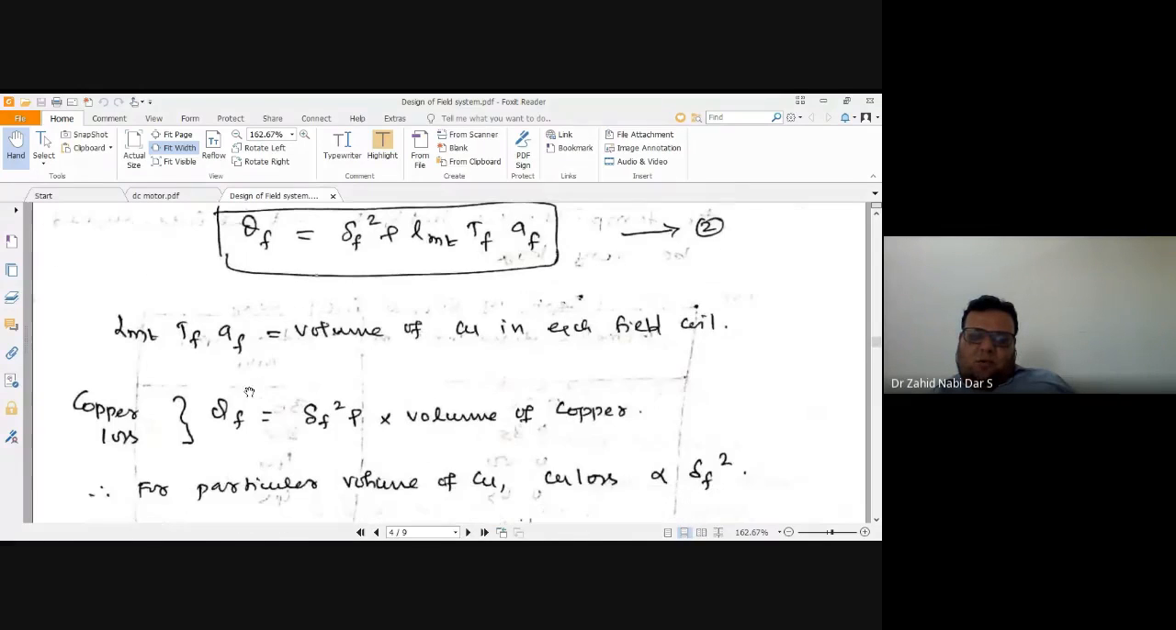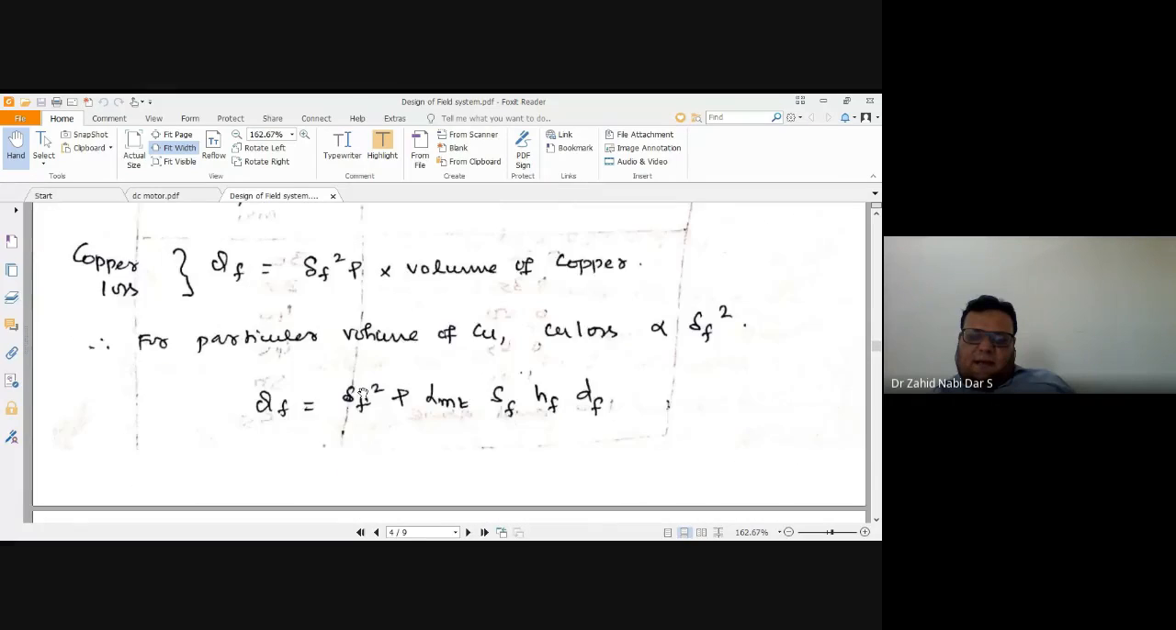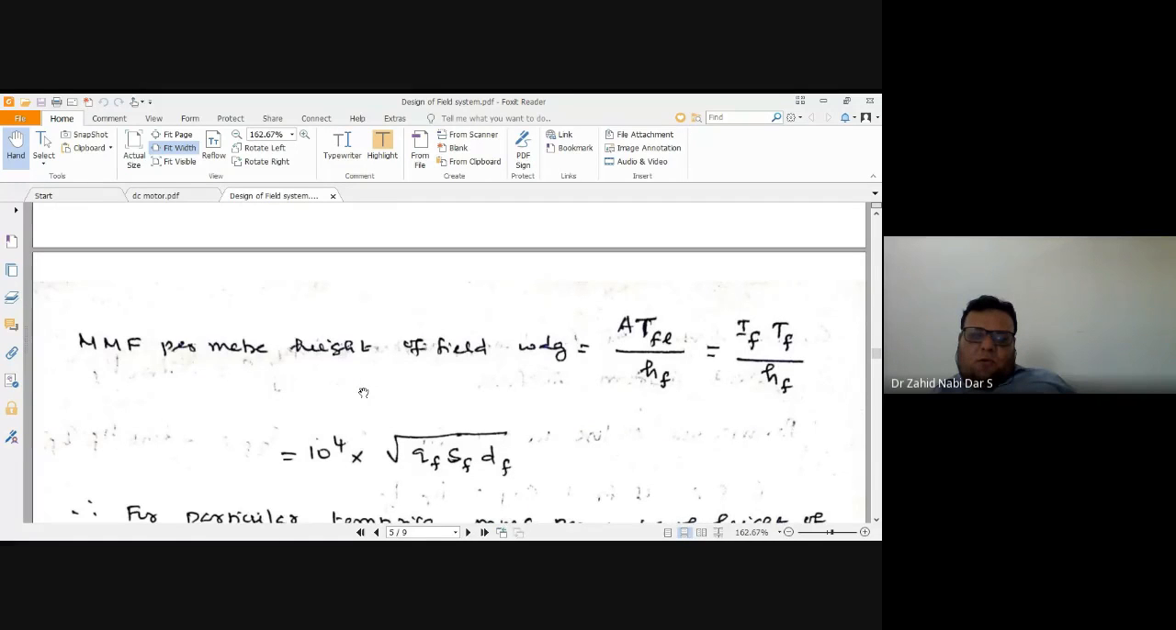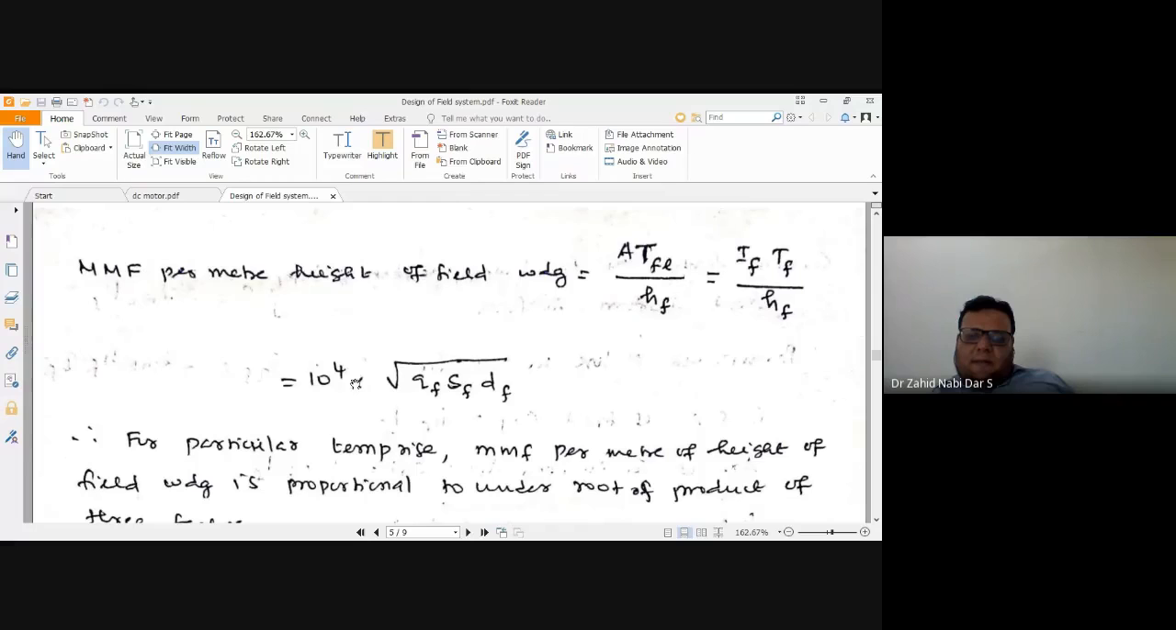Now you see that your copper loss is directly proportional to the square of the current density and the volume of the copper. So now MMF for per meter height of field winding is ampere turns per field winding into HF. So ampere turns is what? Current into number of turns. So IF into TF divided by HF will give you current density. That is equal to 10 power 4 into under root AF SF DF.